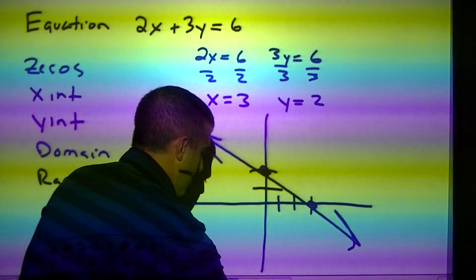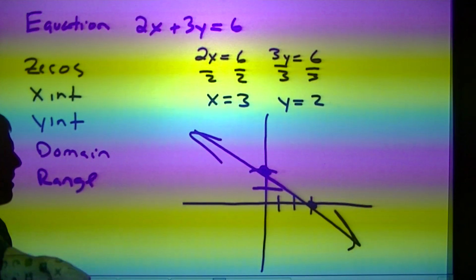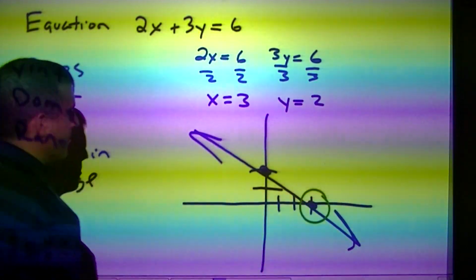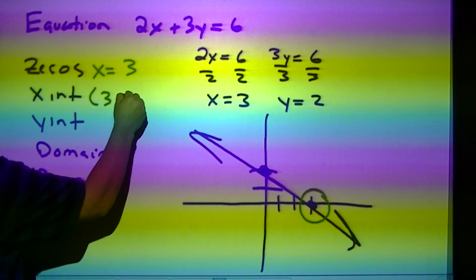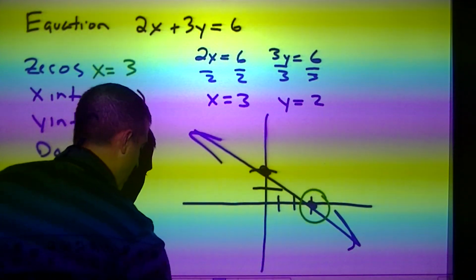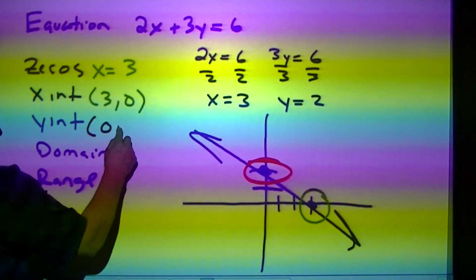Okay? Now, what's convenient about this is I already know the zeros because I plotted it. That is my zero, so that's x equals 3. As a coordinate, that is (3, 0). The y-intercept is this point right here, which is (0, 2).